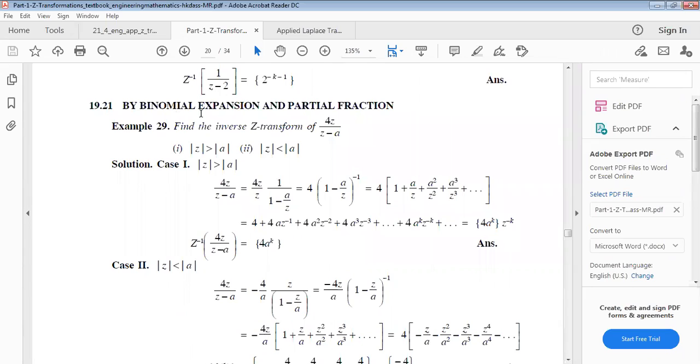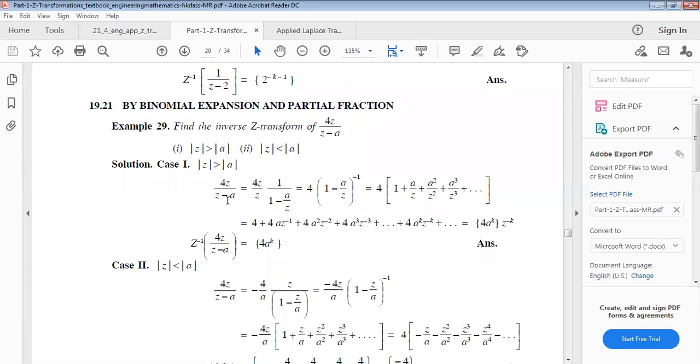Now by binomial expansion and partial fraction, find the inverse z transform of this, in the first case if the absolute value of z is greater than the absolute value of a, and in the second case the absolute value of z is less than the absolute value of a.